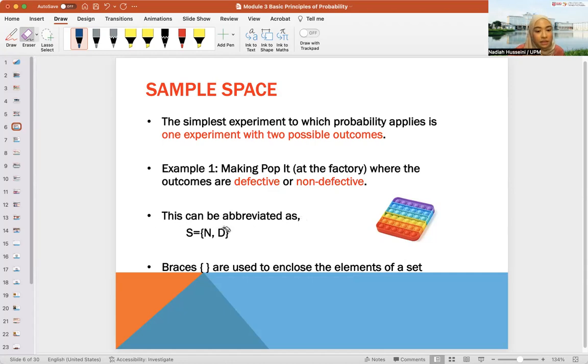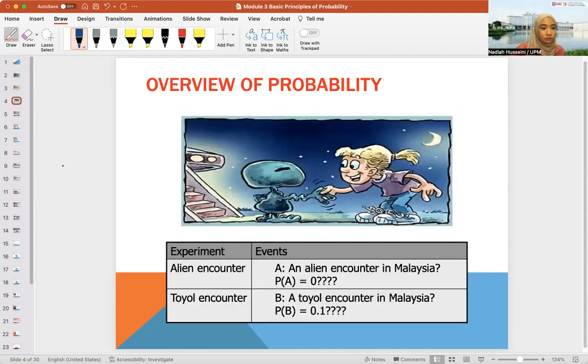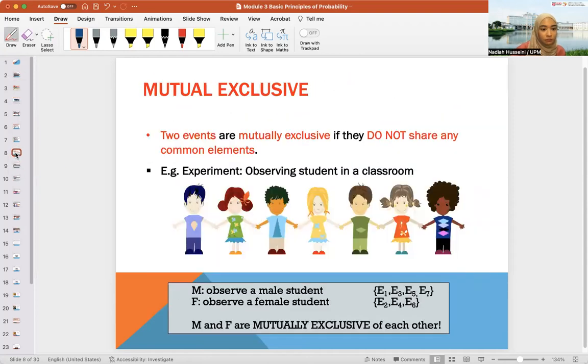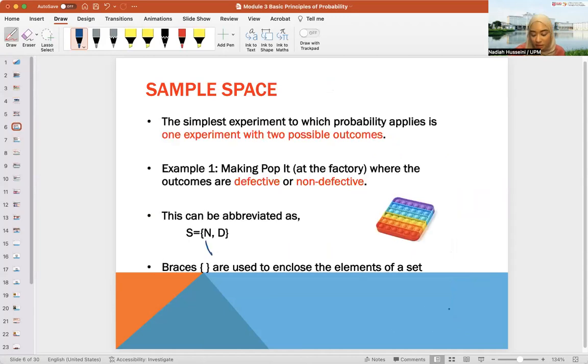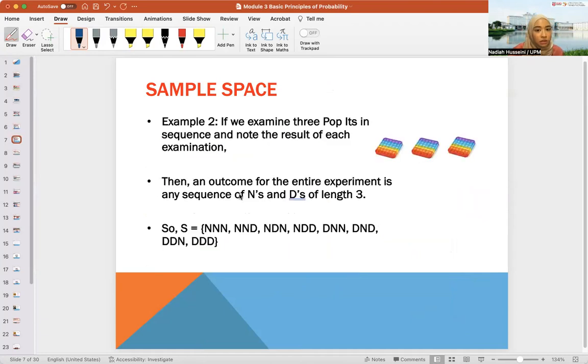So this can be abbreviated as sample space S is equal to, in brackets, non-defective and defective. You only have two outcomes or two events. So the braces are used to enclose the elements of a set. So apart from calling these things inside the bracket events, you can also call them elements. Elements are within the braces. If you have any questions, you can interrupt me.